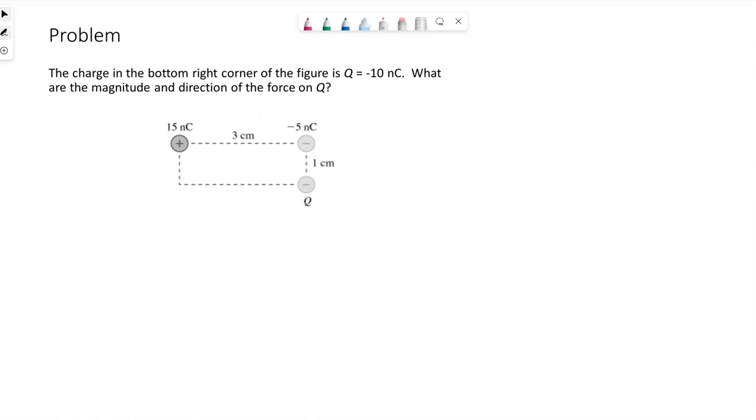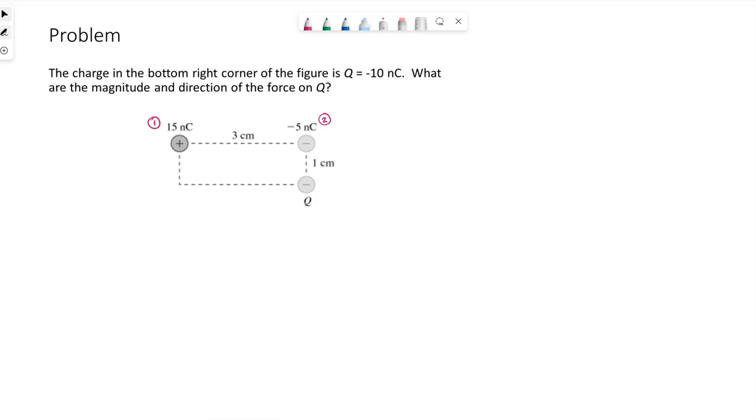We have another example problem here. The charge in the bottom right corner of the figure, this capital Q down here, is negative 10 nanocoulombs. What are the magnitude and direction of the force on Q? So Q is being affected by both this 15 nanocoulomb charge and this negative 5 nanocoulomb charge. I'm going to label them as 1 and 2 simply so we can use an F1 and an F2.